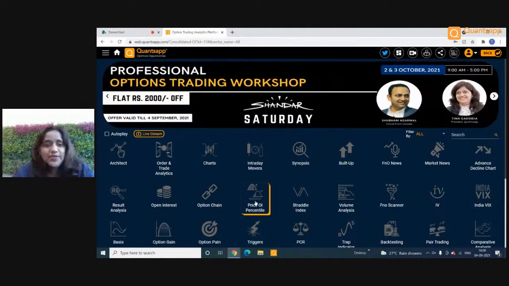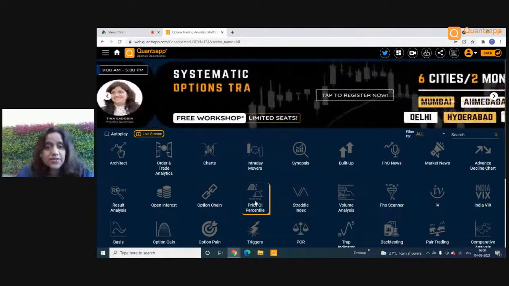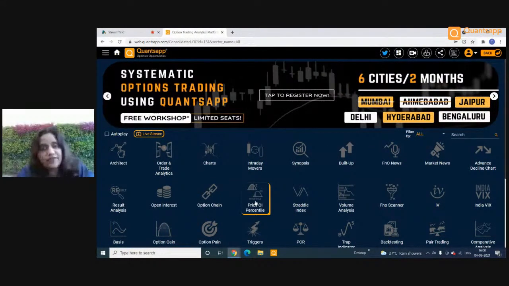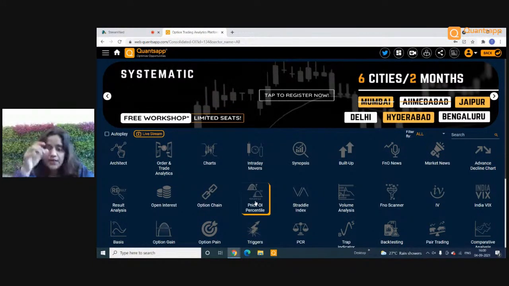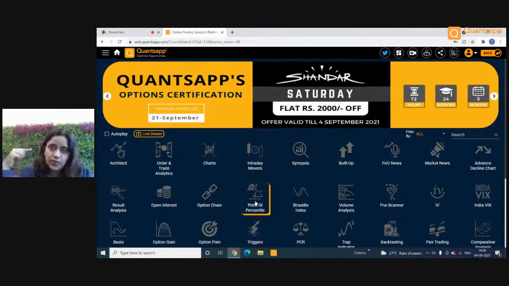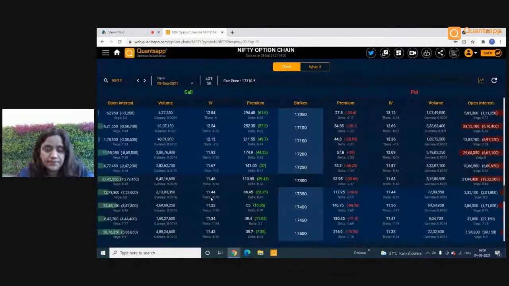So, in today's webinar, we are going to discuss Consolidated OI, a new product which we have recently introduced. Before going ahead with this concept, I would like to first take a brush up on what delta actually means. Before we understand the consolidated OI, let's understand the option chain again.